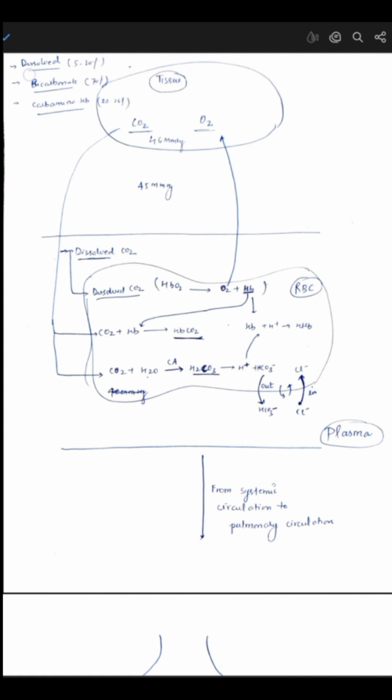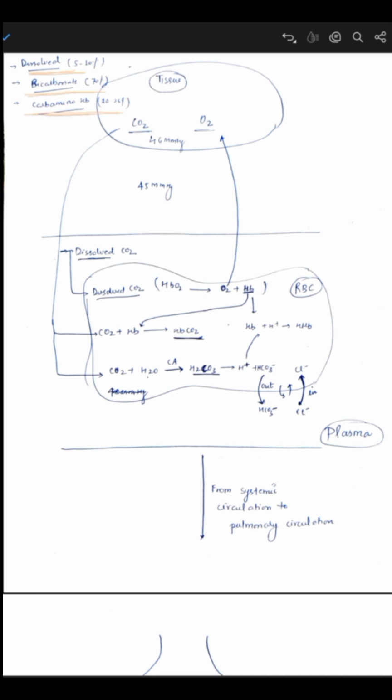Today we are going to study about CO2 transport. CO2 transport mainly occurs in three forms: dissolved form, which is the least common form of CO2 transport; bicarbonate, which is the most common form of CO2 transport; and the third one is carbaminohemoglobin, which is the second most common form of CO2 transport. We will see what happens at tissue level.